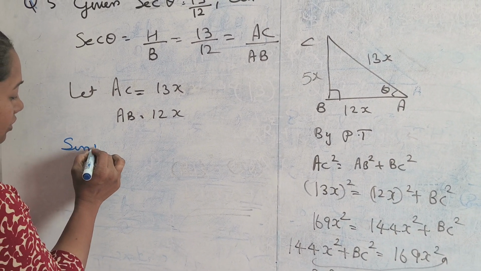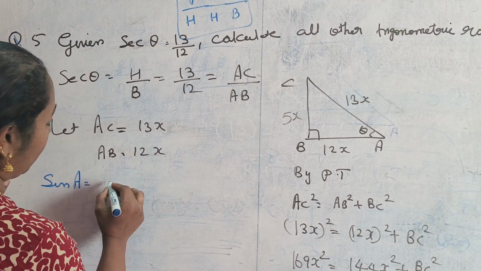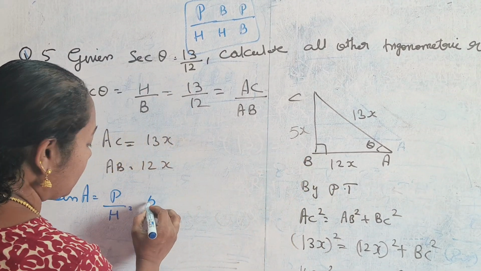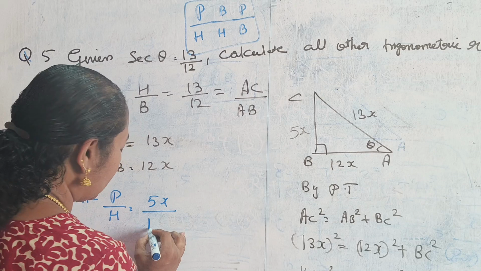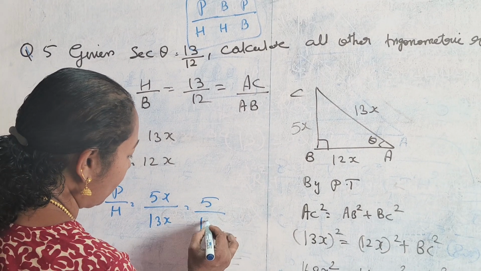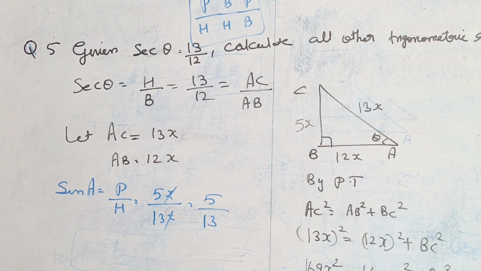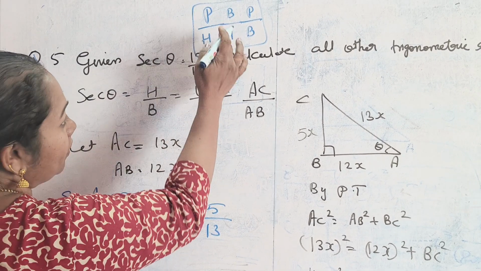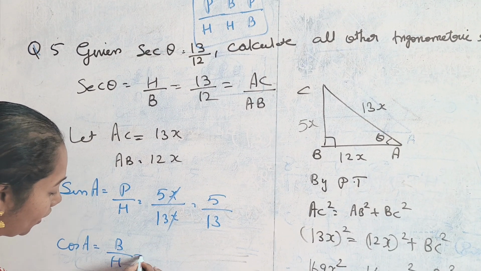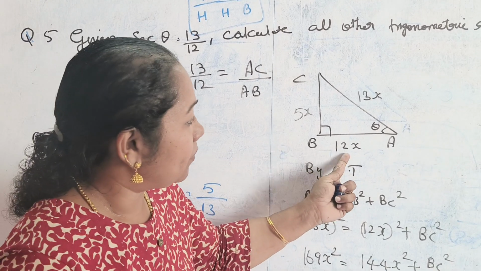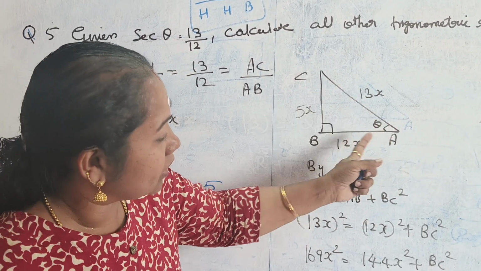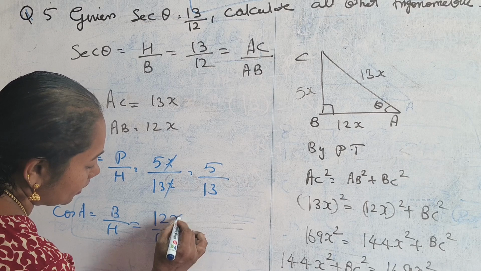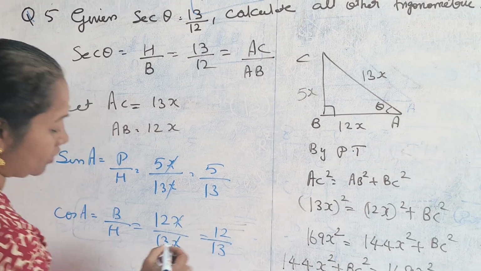So sine A equals P upon H. And what is perpendicular here? It is BC, 5x, and hypotenuse is 13x. So the answer is 5 upon 13. The x will cancel out. So 5 upon 13. Now let us write cos. Cos A equals B upon H, base upon hypotenuse. What is base here? AB upon hypotenuse AC, 12x upon 13x. X cancelled out. The answer is 12 upon 13.